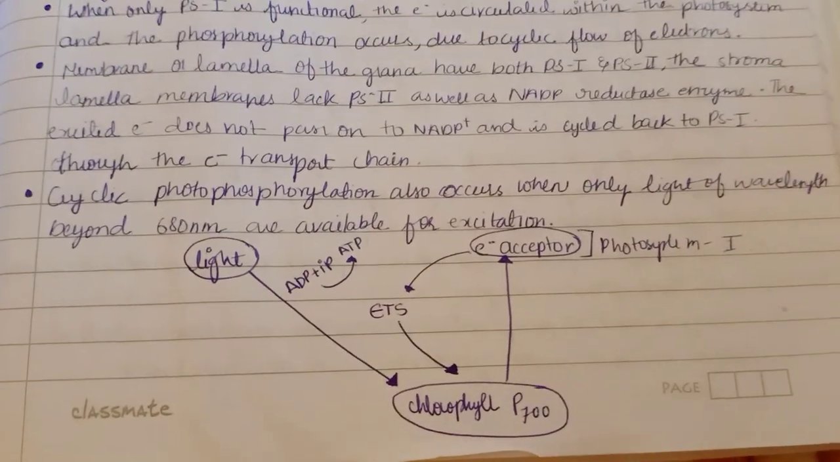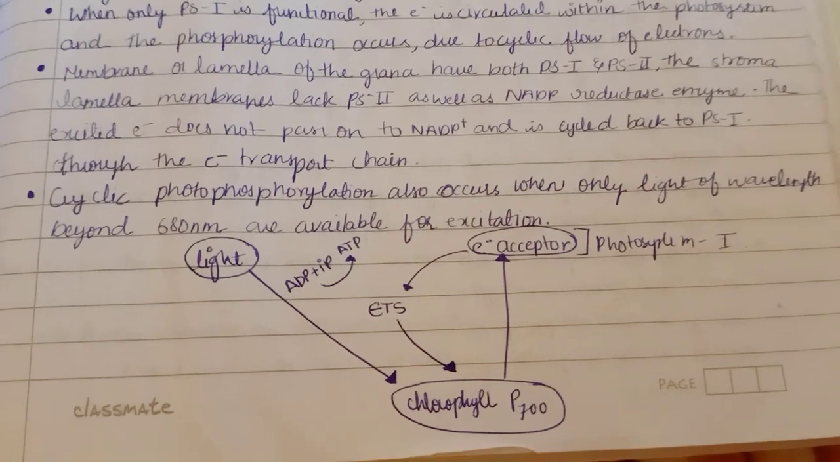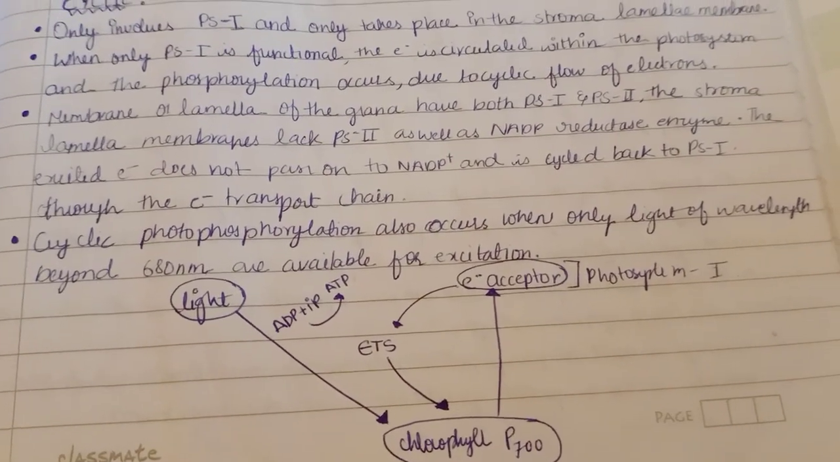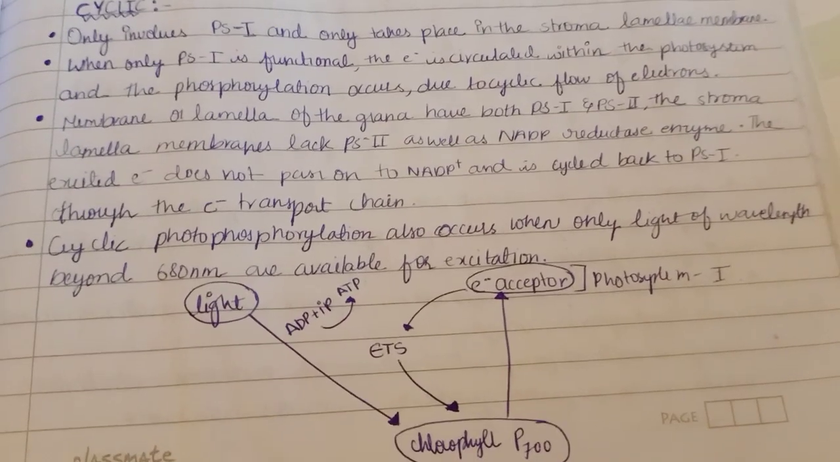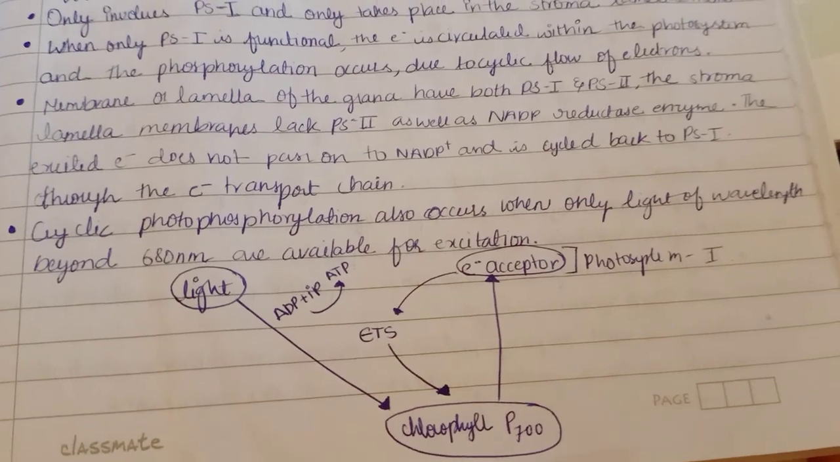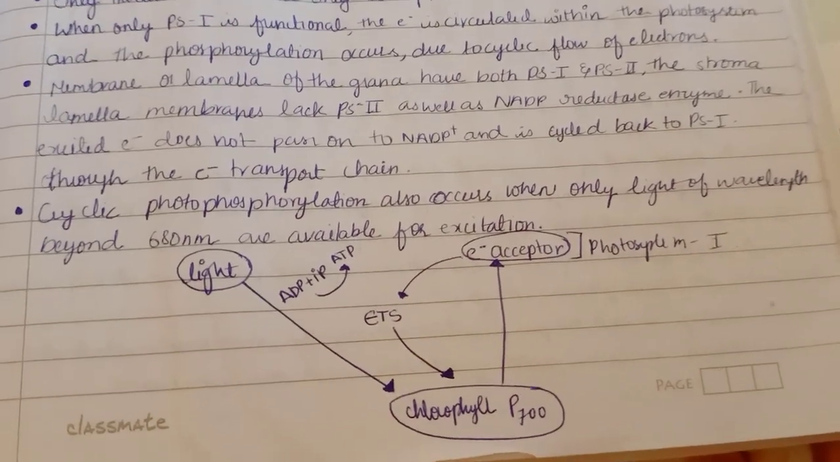Here you can see light is falling on the chlorophyll of P700. Then electrons are excited and go to the electron acceptor, and again they are returned to the chlorophyll by the ETS. This is a cyclic process.